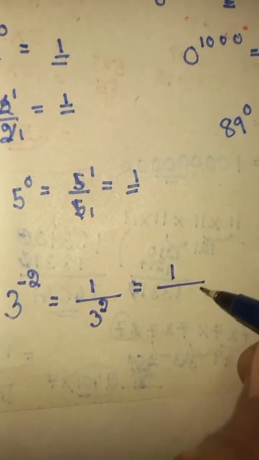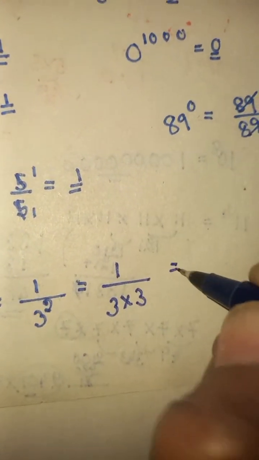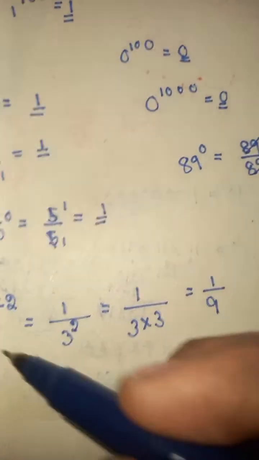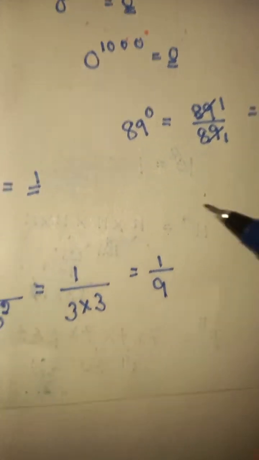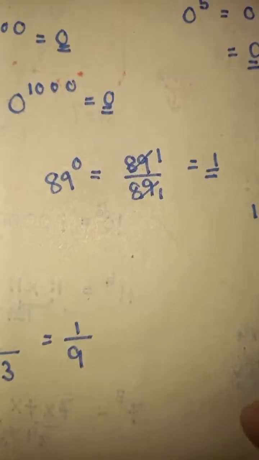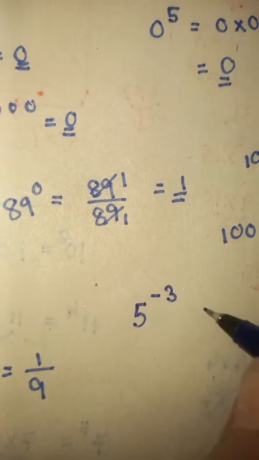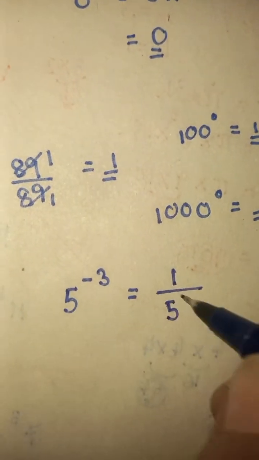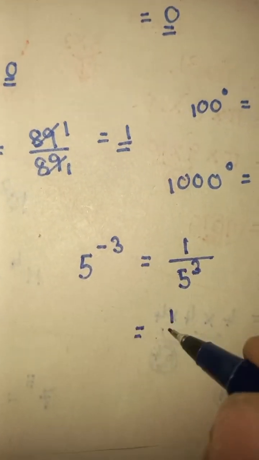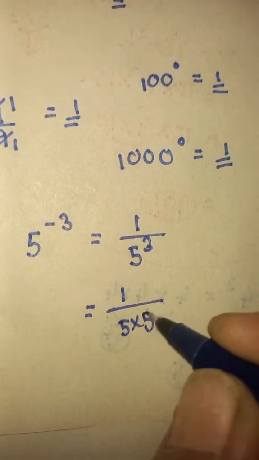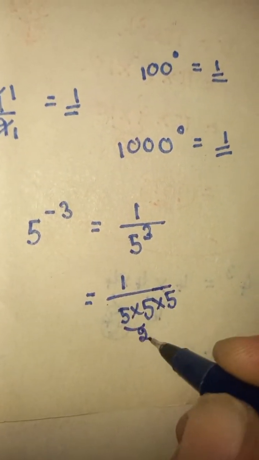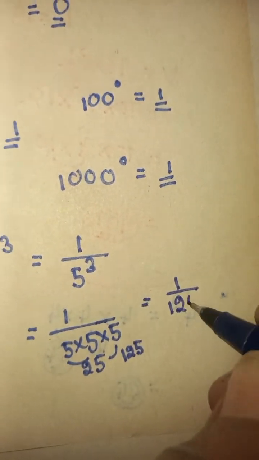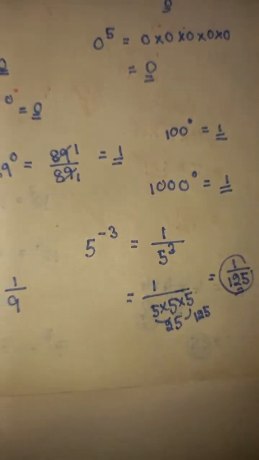That means you can write this as 1 by 3 times 3, which will be equal to 1 by 9. When exponents are bigger numbers, negative exponents give extremely small numbers. If you take 5 power of minus 3, to make it positive, send it completely below, that is 1 by 5 cube. That means it is 1 by 5 times 5 times 5. 5 times 5 is 25, 25 times 5 is 125. So this becomes 1 by 125. That is the actual meaning of it.